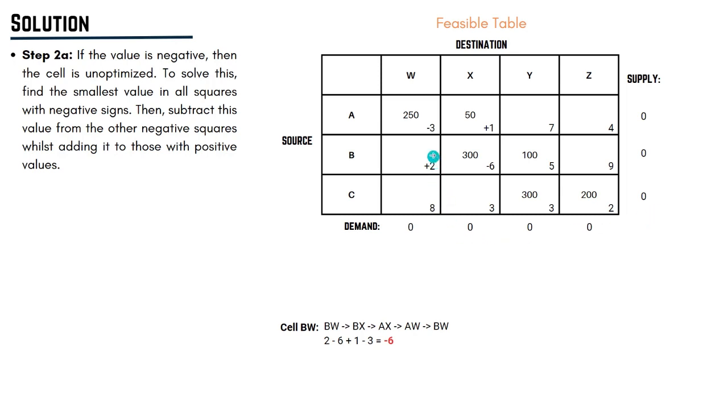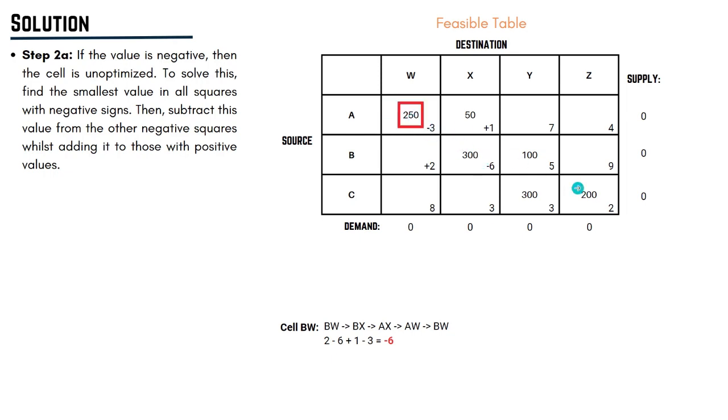So as you can see, we assign these, again, the positive and negative sign. However, we look for the smallest number in the cells with the negative sign. So we have AW and BX, since these cells have negative signs. Which among the two is smaller? Most definitely cell AW. So what the rule states is that we subtract this value from the other negative squares.